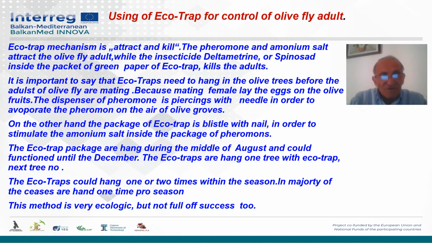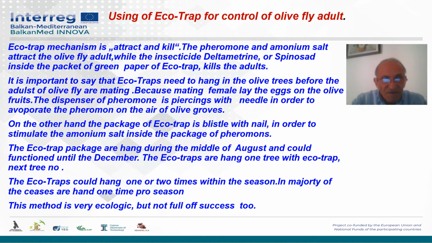It is important to say that Ecotrap needs to be hung in the olive trees before the adults of olive fly are mating, because the mating female lays the eggs on the olive fruits. The dispenser of pheromone is pierced with a needle in order to evaporate the pheromone into the air of the olive groves. On the other hand, the package of Ecotrap is blistered with a nail in order to stimulate the ammonium salt inside the package of pheromone to evaporate.